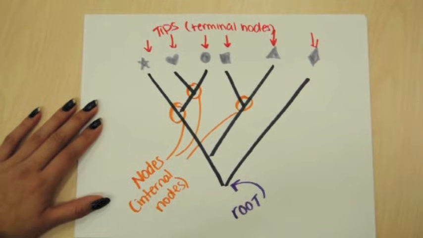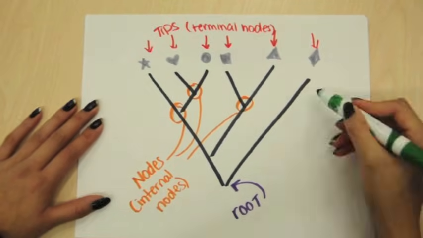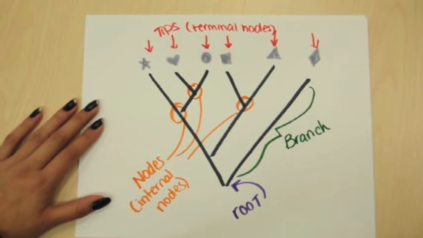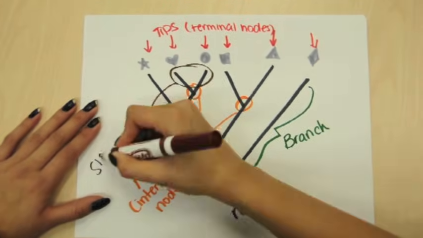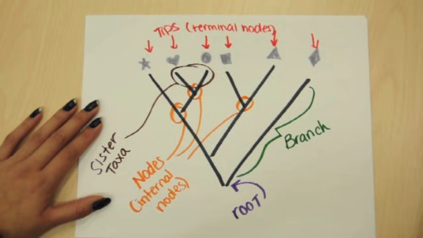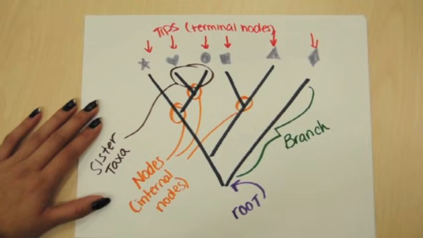The terminal nodes, or the tips, represent current organisms. Although they may not seem related, they show relationships between species that you may not have even thought of. A branch is also part of an evolutionary tree. These groups are sister taxa. They come from the same direct common ancestor.